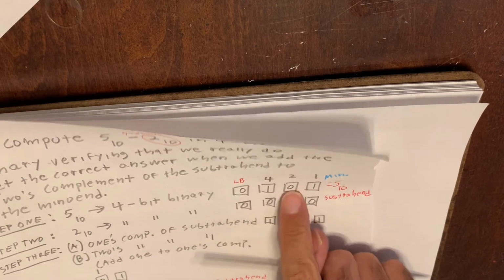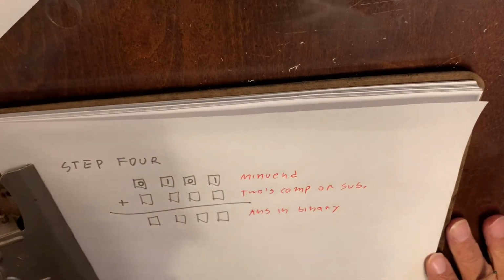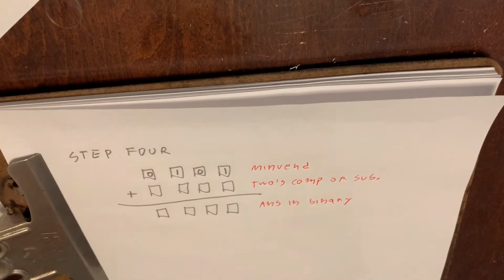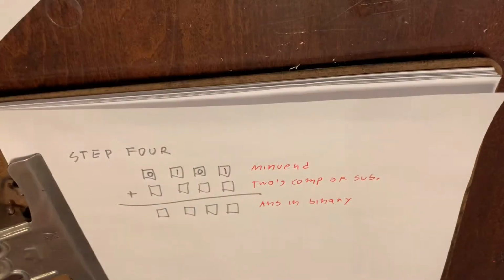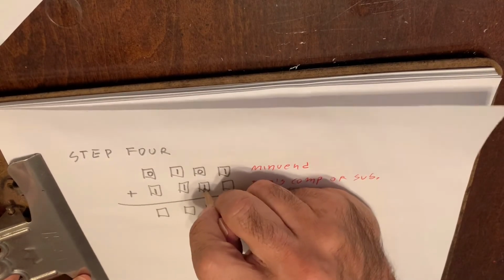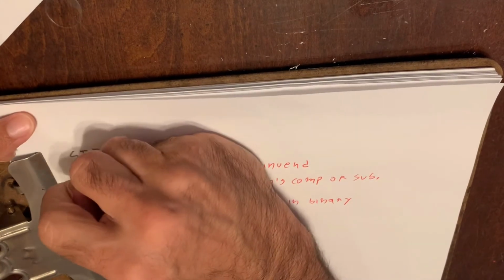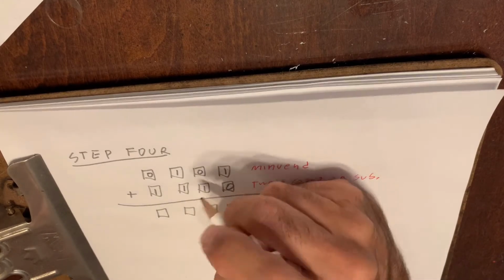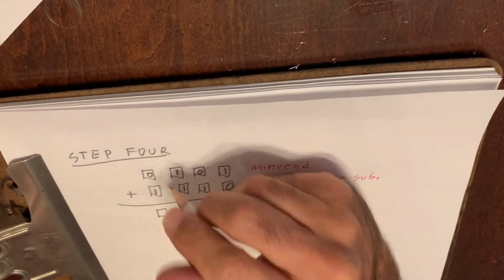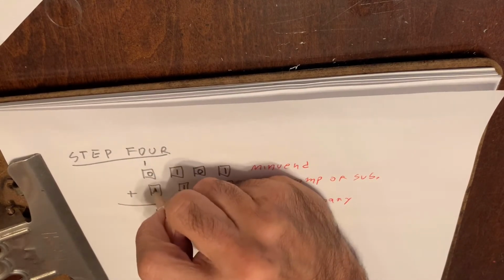So here, the minuend is 0, 1, 0, 1. Let me make sure I'm in the frame. Yes, I am. And the 2's complement of the subtrahend is 1, 1, 1, 0. Now watch carefully what happens, because this is actually really cool that this works. So 1 plus 0 is 1. 0 plus 1 is 1. 1 plus 1 is 0, carry the 1, and 1 plus 1 is 0.